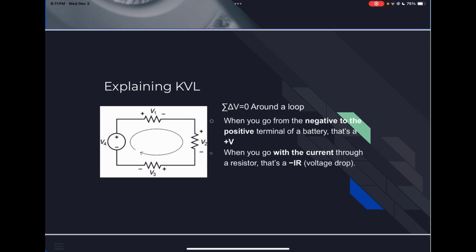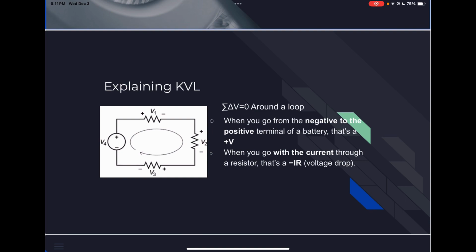Kirchhoff's laws are basically 2 rules that come from physics: Kirchhoff's current law and Kirchhoff's voltage law. Kirchhoff's voltage law states if you go all the way around any closed loop in a circuit, the sum of all the voltage changes is 0.